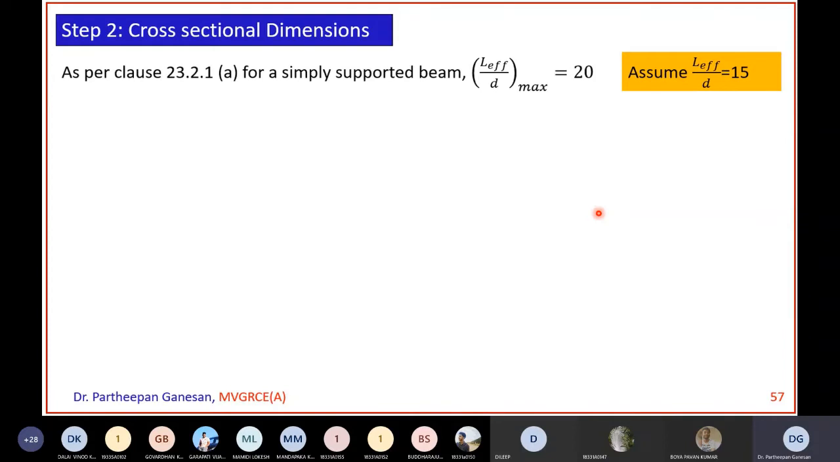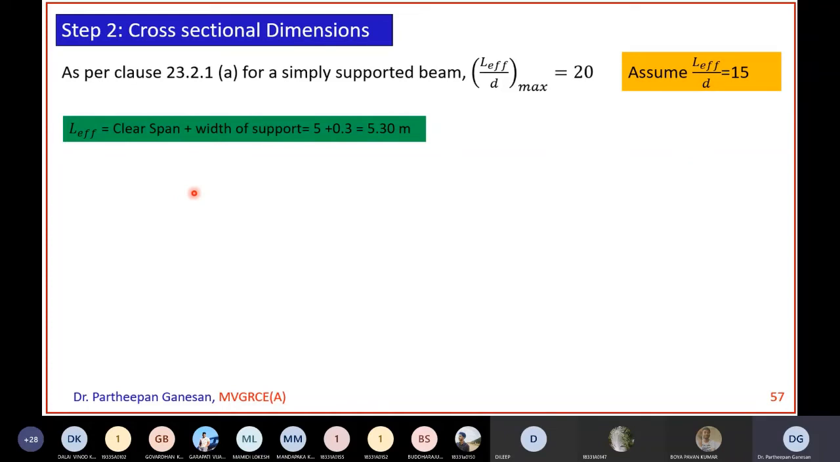Both are the same, right? Because right now I do not know the value of d, I know only the other one. L effective is equal to clear span plus width of the support. It should be center to center of support or clear span plus width of support, the same thing. So 5 plus 0.3: 5 meters is the clear span, 300 mm is the width of the support.